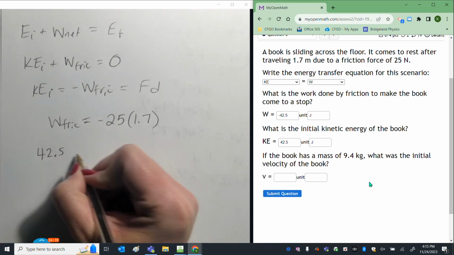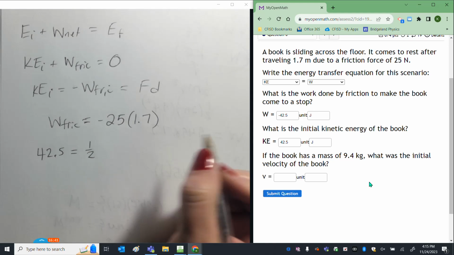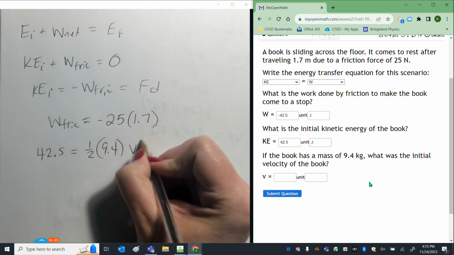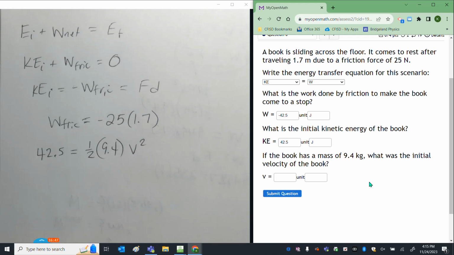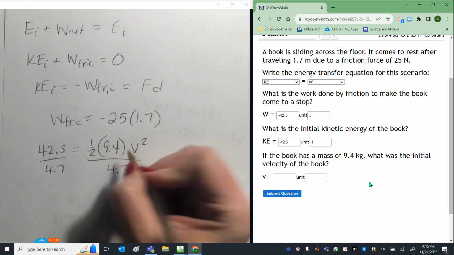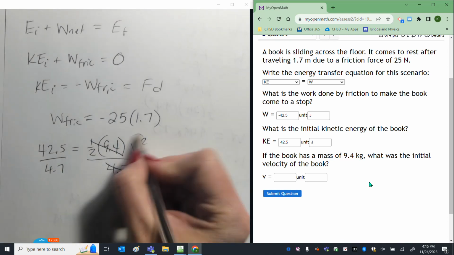And I know that kinetic energy is equal to 1/2 mv squared. I know the mass now is 9.4, and we can solve for the velocity. Okay, so half of 9.4, 9.4 divided by 2, is 4.7, and we're going to divide both sides by 4.7. That's going to cancel that. It's going to leave us v squared.